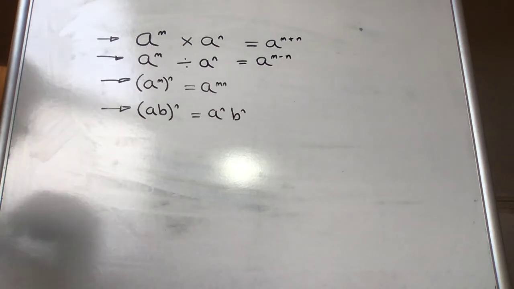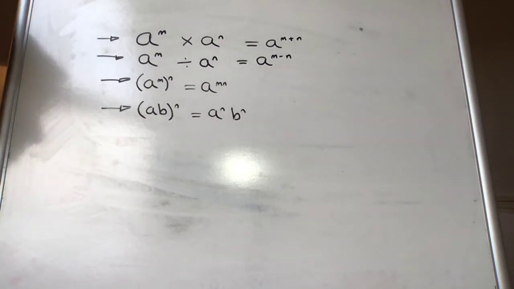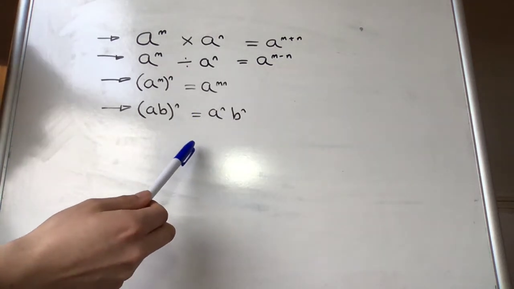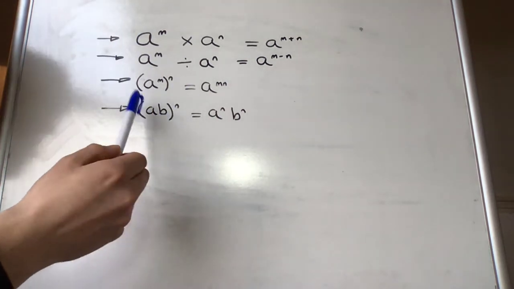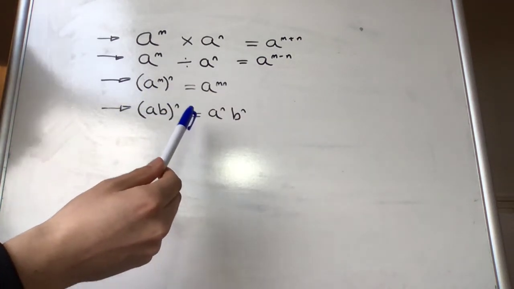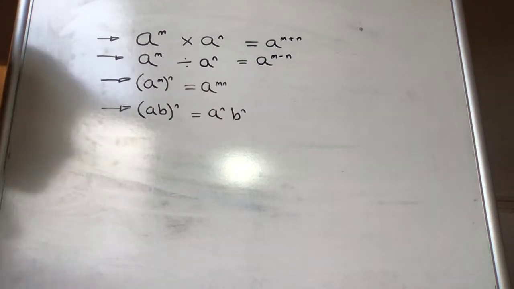If you have a power which is to the power of another power, so a to the power of m, to the power of n, then you multiply those two powers, so that'll be a to the power of m times n. And finally, if you have two distinct things within brackets, and that is powered, then you power everything inside it. So it'll be a to the power of n times b to the power of n, for example here.